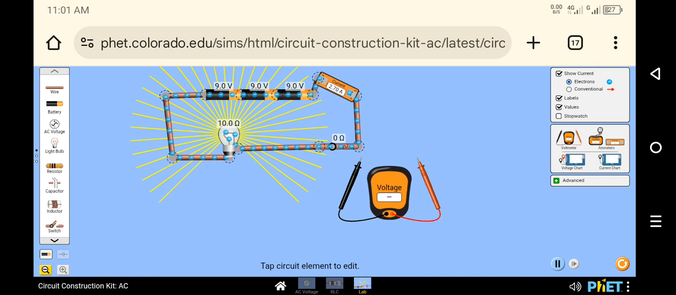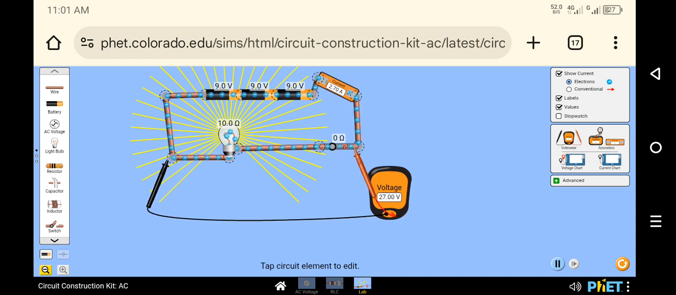So you connect the voltmeter here. The voltmeter will show us the total potential difference, or total voltage, is equal to 27 volts. Let us see if the total potential difference in our circuit is 27 volts. Now you can see the total potential difference in our circuit is 27 volts. So it has to be connected in parallel to the components that you are going to measure the potential difference. Now we can connect another component here.